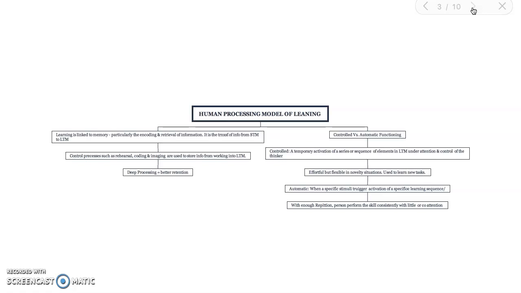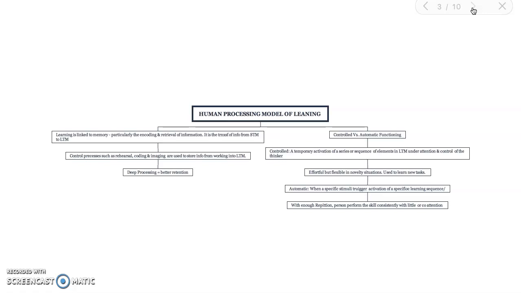There are control processes that are involved for learning, such as rehearsal, coding, and imaging, and these occur to move information from the short-term memory into long-term memory, and information is better retained when the person is deeply involved or when deep processing has occurred.